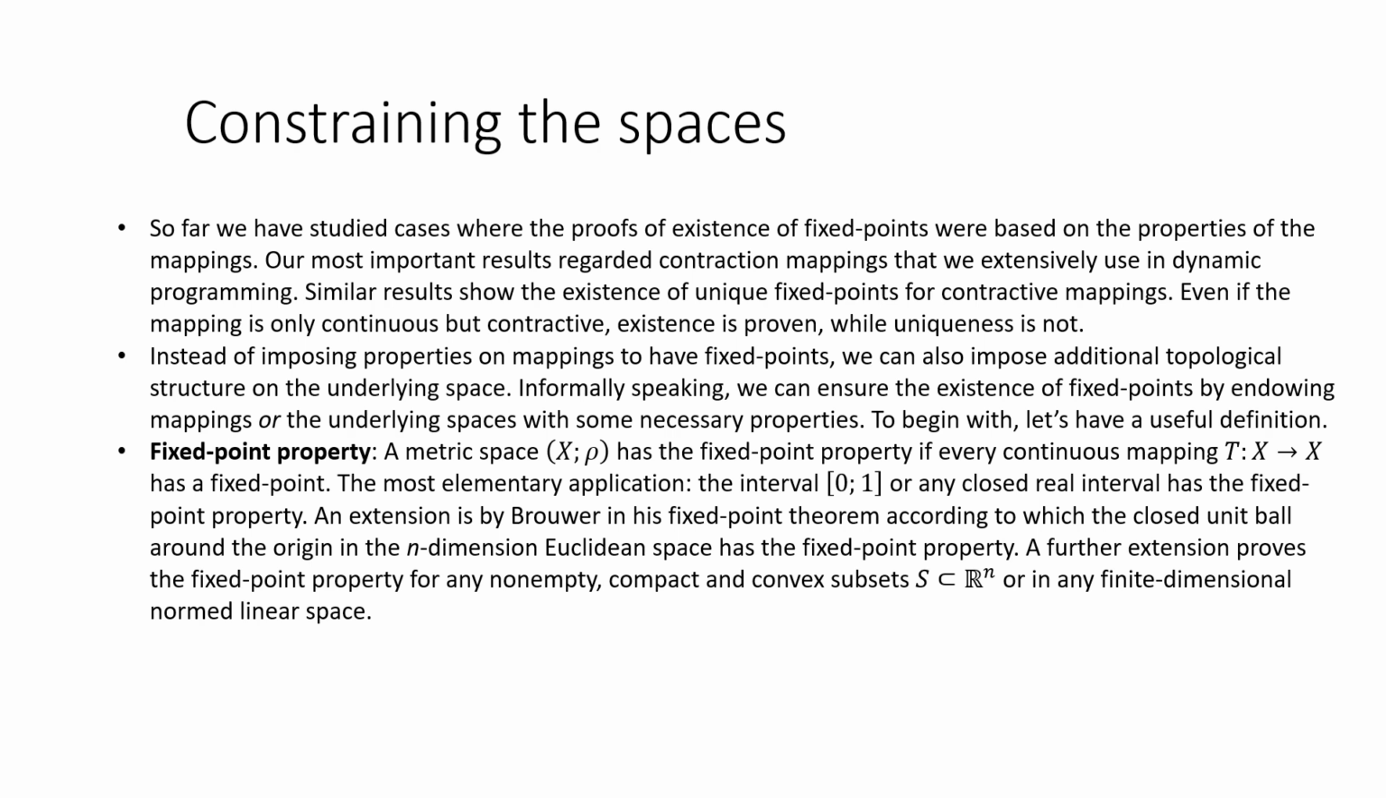Brouwer extended this result in his fixed point theorem, according to which the closed unit ball around the origin in the n-dimension Euclidean space has the same fixed point property. And a further expansion proved the fixed point property for any non-empty compact and convex subsets of the n-dimension Euclidean space, or actually any finite dimensional normed linear space. So this was our introduction to the fixed point theorems.